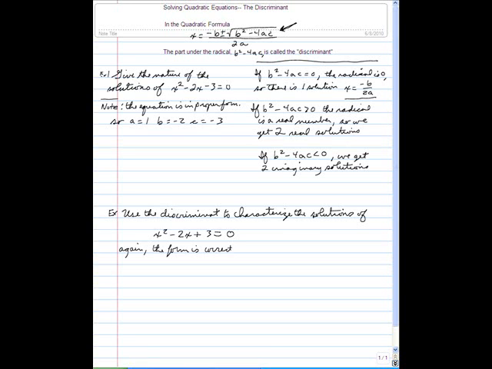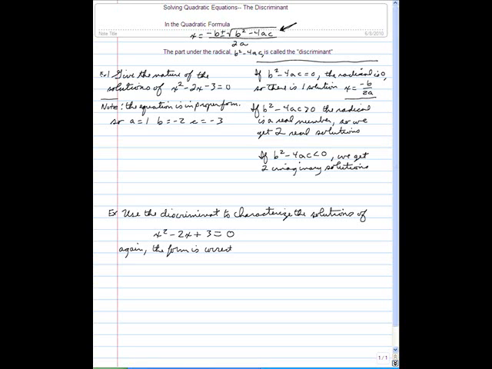What happens if b squared minus 4ac is negative? Well, then you're taking something like the square root of negative 4 or the square root of negative 30. The square root of a negative number we know is an imaginary number. You still get a plus answer and a minus answer, so if b squared minus 4ac is less than 0, you get two imaginary solutions.